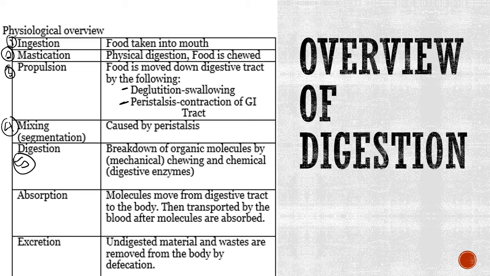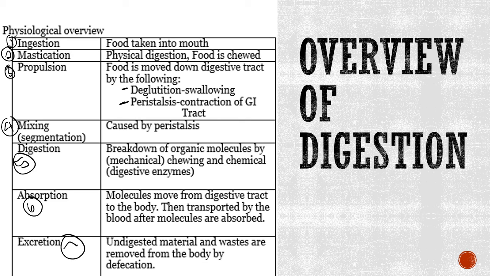Once we get the chemicals mixed in, we get to step 5, which is digestion. So this is the breakdown of organic molecules by either chewing or crushing, which is mechanical digestion, or chemicals actually coming in and digesting it, like chemicals breaking carbohydrates into monosaccharides, and that would be chemical digestion. After digestion, we have absorption. So now that we have everything broken down, we have to take it back into the body. So molecules are moved from the digestive tract to the actual bloodstream, then transported by the blood.